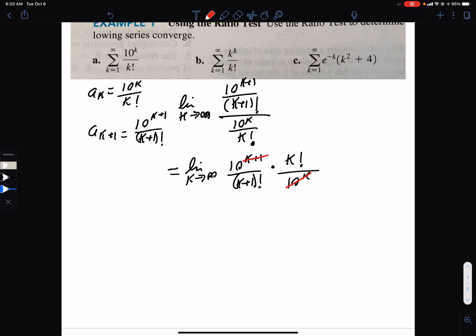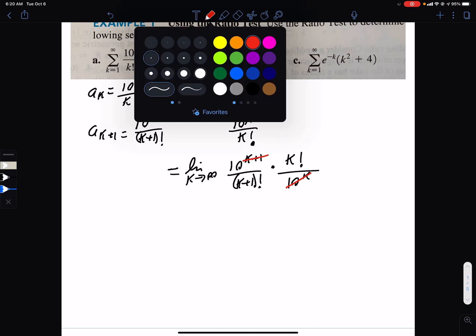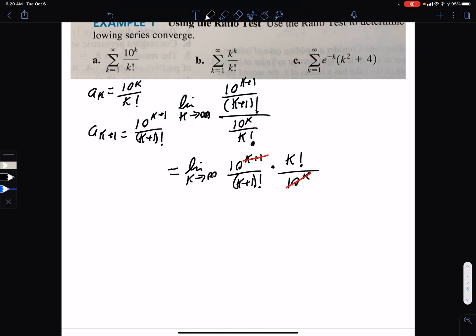Now the factorials, let me just do a little side note for you and show you how this works. If I have 5 factorial over 4 factorial, remember what that means. That means 1 times 2 times 3 times 4 times 5, and at the bottom, 1 times 2 times 3 times 4. And then all these numbers cancel except a 5 on top. So that's kind of what's happening.